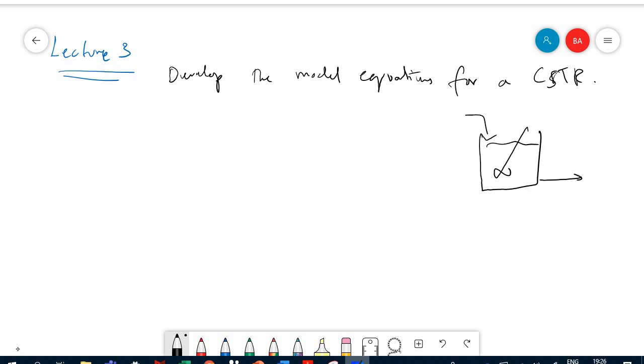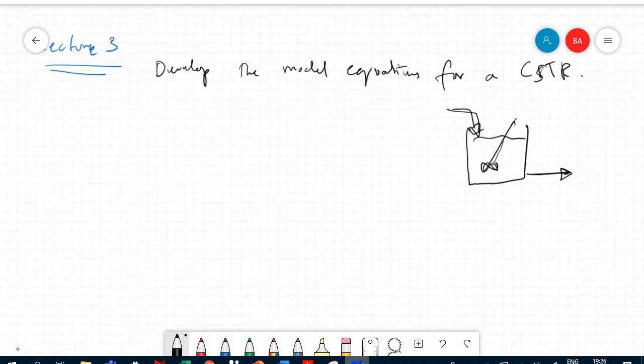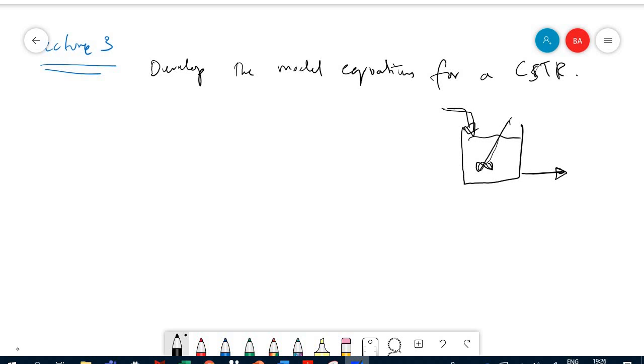And when we say continuous, because we have input and we have output, so it's a continuous process, and it's also a stirred reactor. That means there's a stirrer, and it is a tank, so that's the third letter, and it is a reactor.